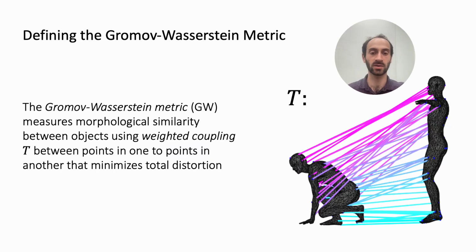We start by defining the Gromov-Wasserstein, or GW metric, which measures morphological similarity between two objects using a weighted coupling, denoted T, between points in one object and points in the other, which minimizes total distortion. Here, for example, we have a coupling between two human figures. It connects body parts in one to the same body part in the other, thus minimizing the distortion.